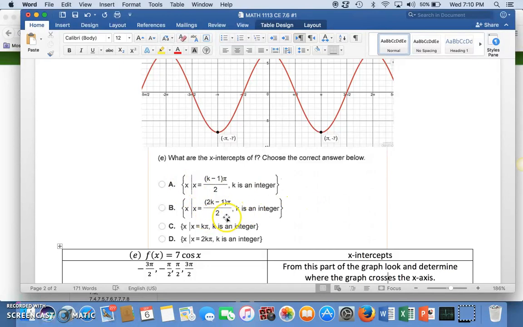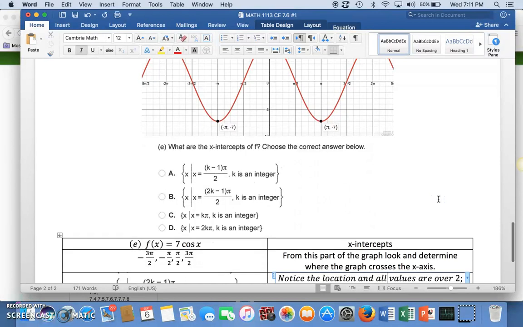We need to go right here. Let's plug in 0, and we get a -1 half. When we plug in 1, we get 1 half. If we plug in 2, we get 3 halves. If we plug in -1, we get -3 halves. So it looks like B is actually doing what we need to do.